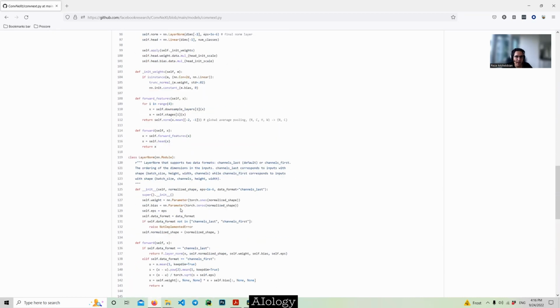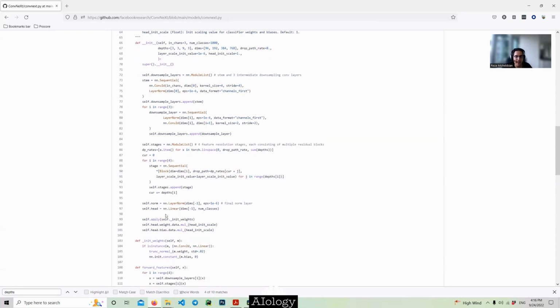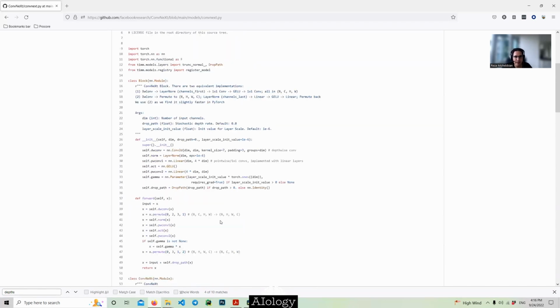So if we come back up here, we are getting the depth, and that depth is used for creating different blocks. For one stage, we will have, for example, 3, then in the next stage we will have another 3, then in the next stage we will have 9, and in the next stage we will have another 3 blocks of the ConvNeXt. Each stage starts with a downsampling layer. At the end, we also have a layer normalization and the linear layer for classification.